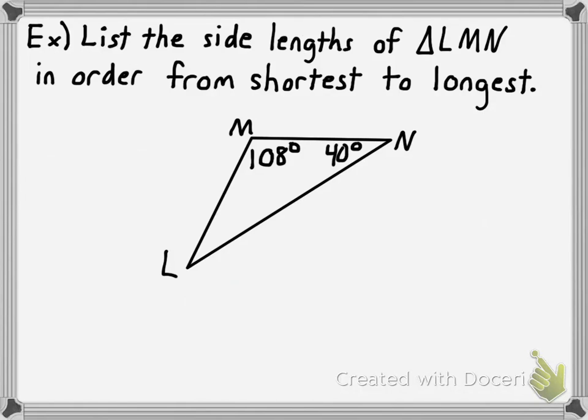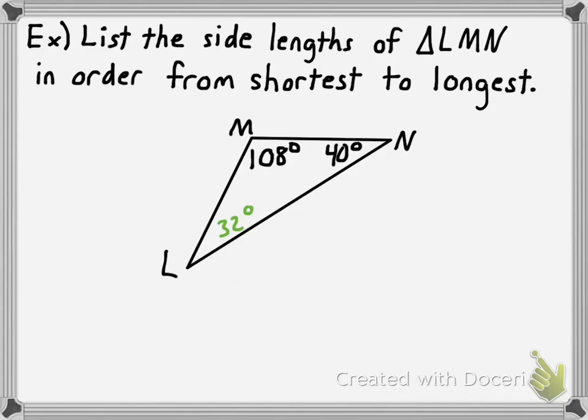Now quite obviously the side across from the 108 degree angle is going to have to be the longest side, because we can't have an angle that's more than 108 degrees in a triangle. But it's not quite as clear right now which side is the shortest, because I've only given you two of the three angle measures. So use the triangle sum theorem to try to figure out what the measure of angle L is. Well, we've got 148 degrees so far between angles M and N, so then 32 degrees is going to be the measure of angle L, which means then that angle L is the smallest angle, and so the side across from that would be the shortest side. And I'm listing the side lengths in order from shortest to longest.